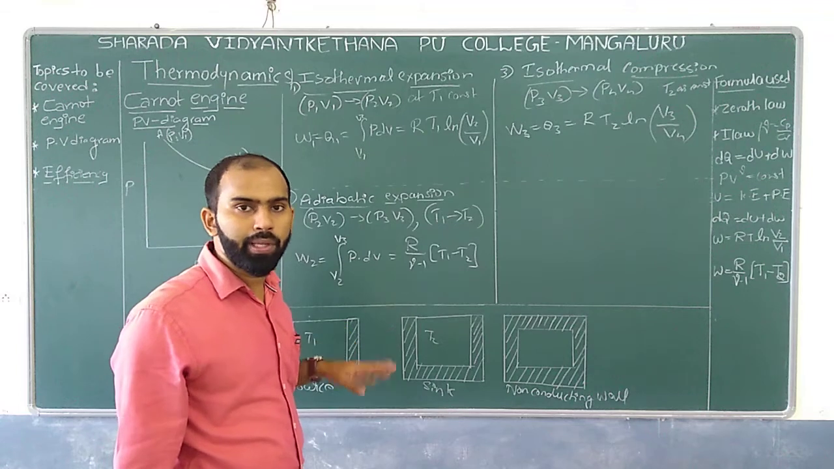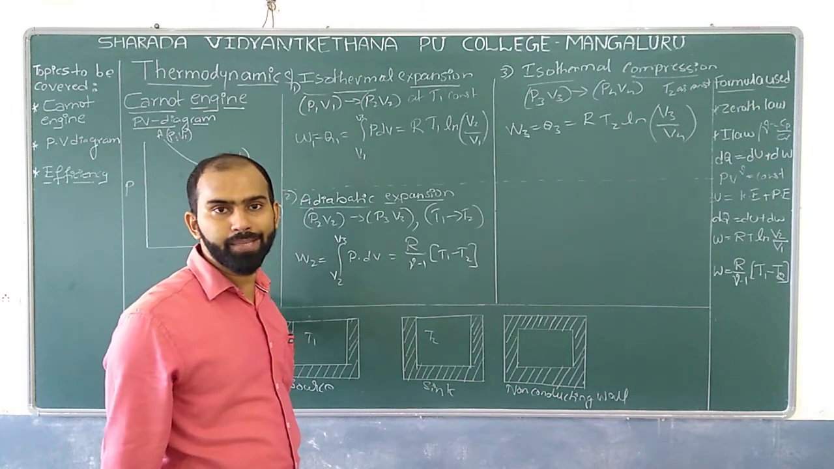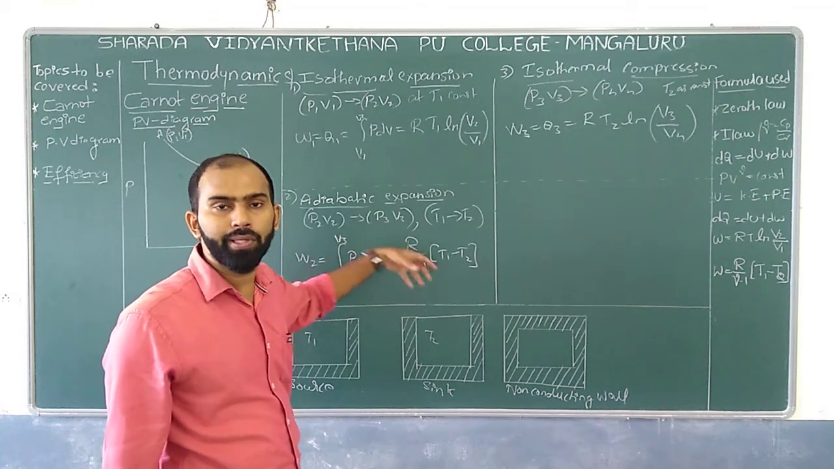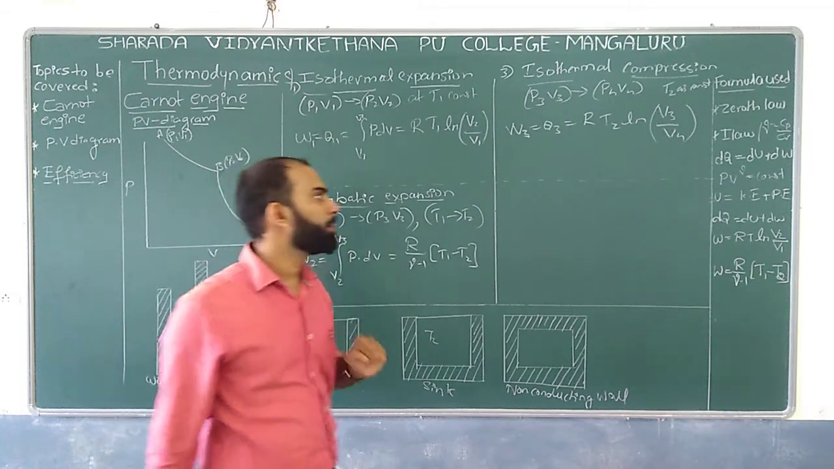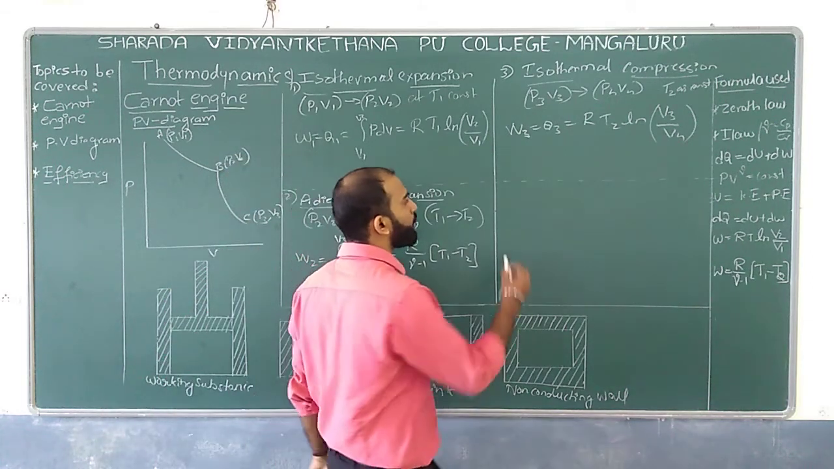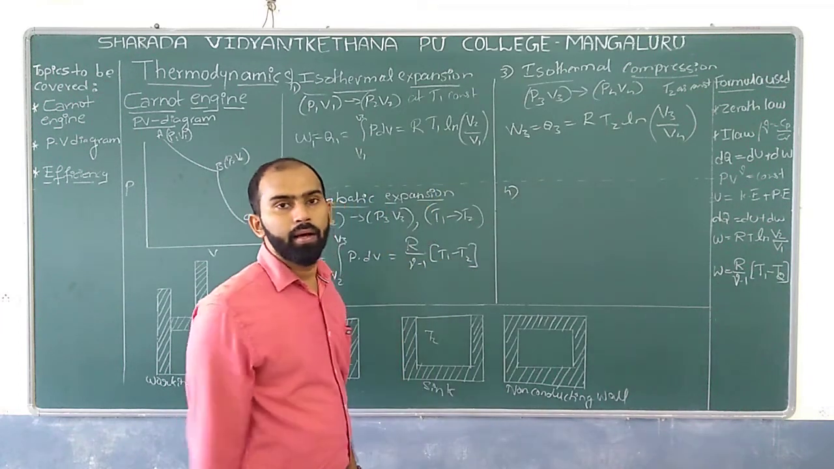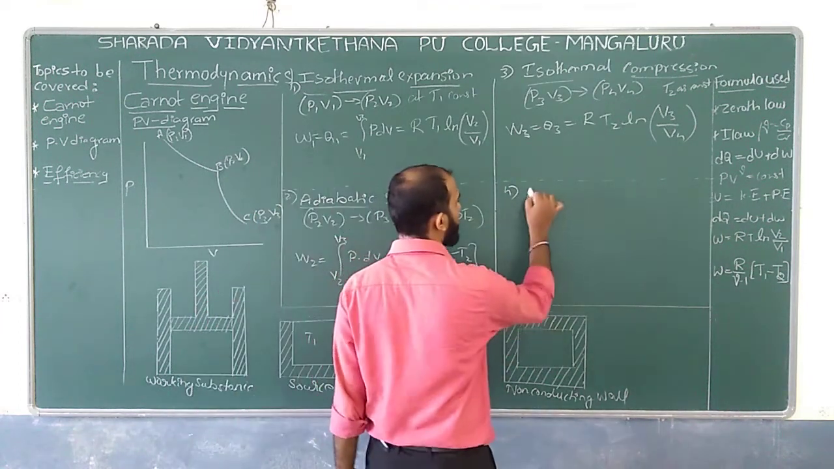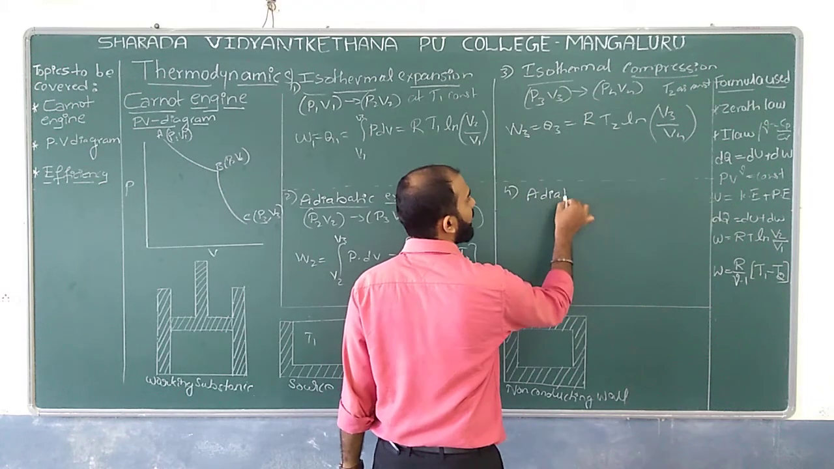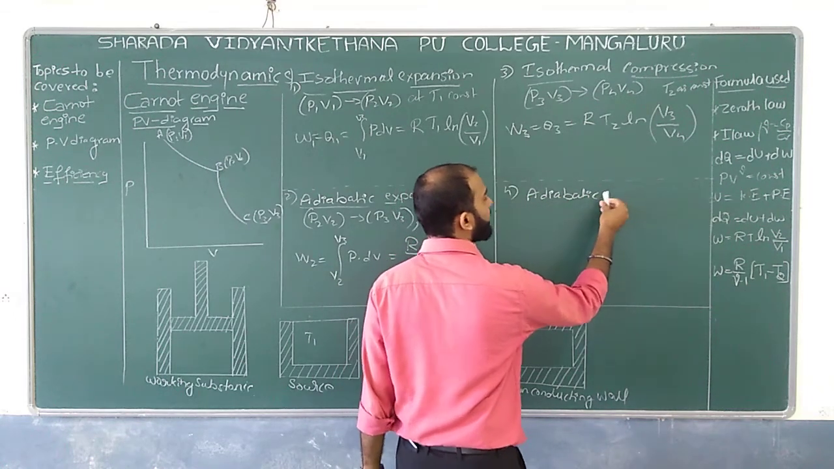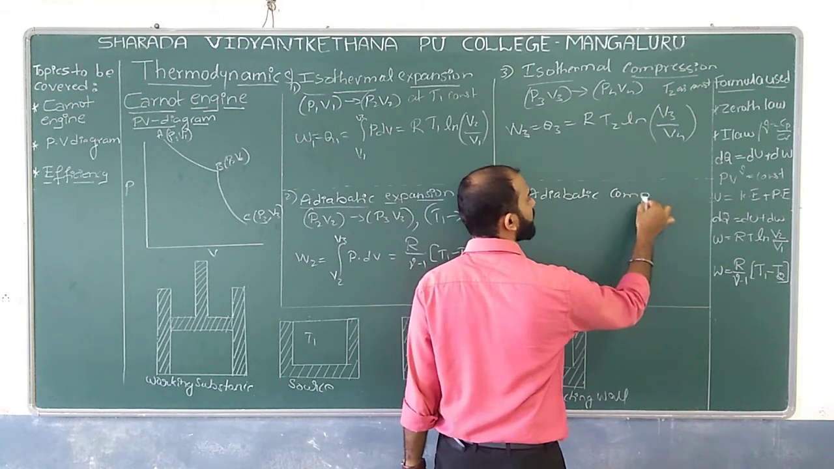To get a compression, what we need, we have kept a working substance on the top of a sink over here. Understood? Well, and one more thing we are supposed to go with is the fourth one we have, that is adiabatic compression.